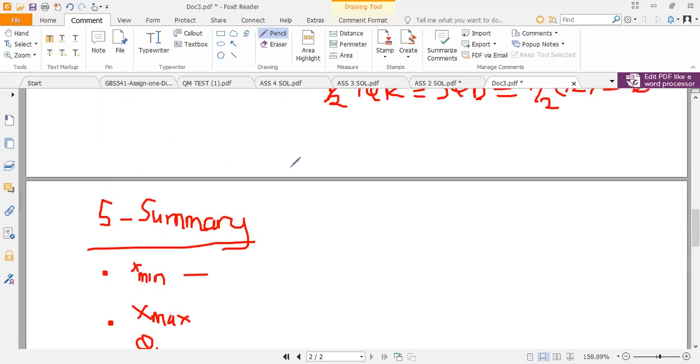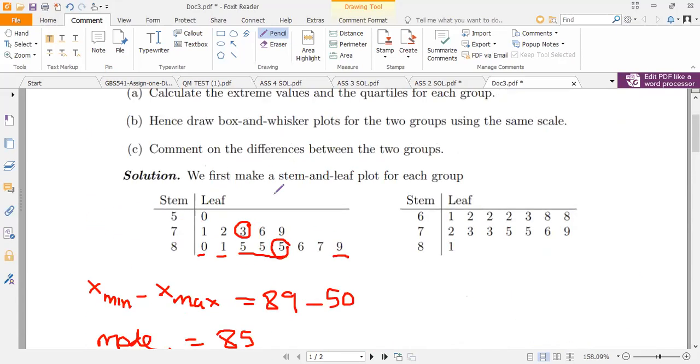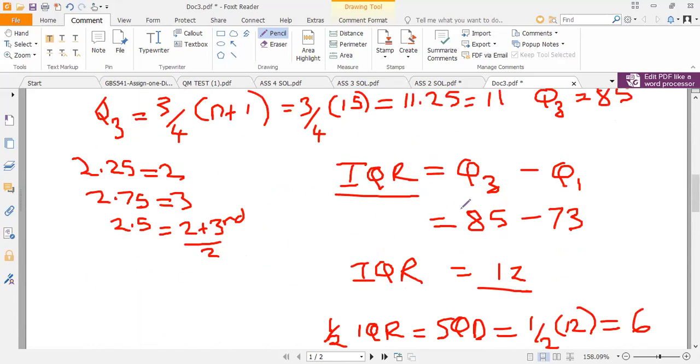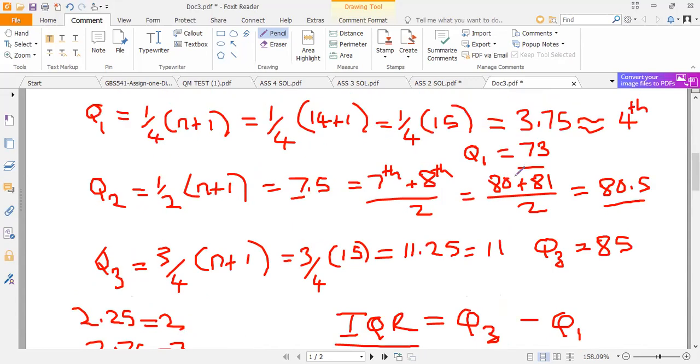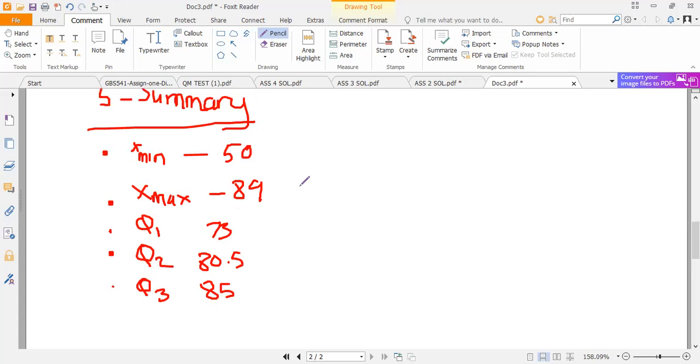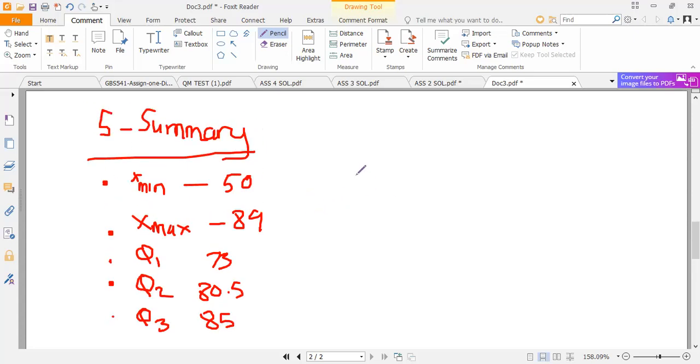So the minimum value we had in this was what? 50, and the maximum was what? 89. The first quartile was what? 73. Then we went to 80.5 and 85.